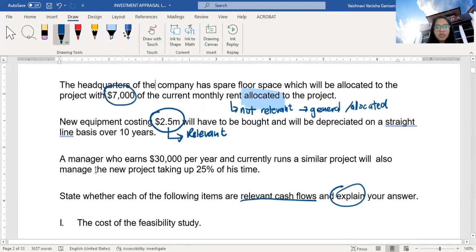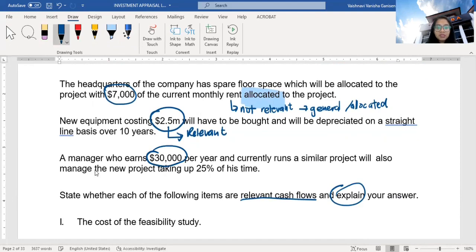Next, a manager who earns 30,000 per year currently runs a similar project and will also manage the new project, taking up 25% of his time. So guys, I'm not sure whether we remember, but previously in the lecture example that we did, it is the exact same functions and conditions here. Example, you are already hired by your company, you are paid salary on a contractual basis. Now, even if you allocate 25% of your time, you will still be hired whether or not you take the new project. So this person's salary becomes non-relevant because this is actually a committed cost.